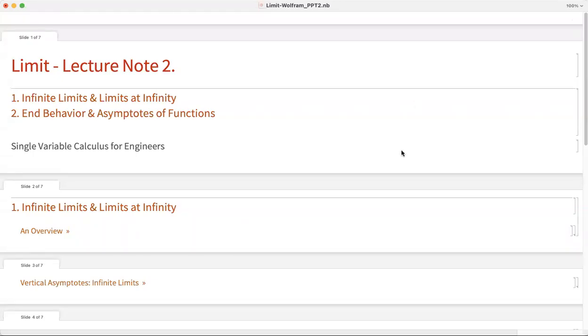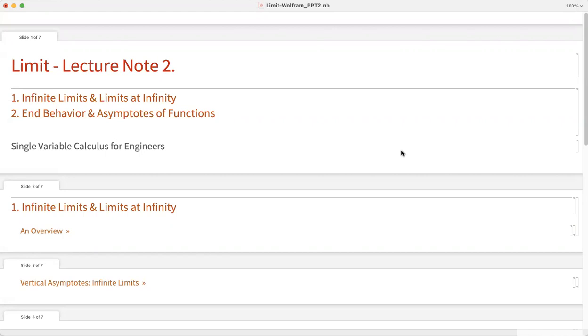Hello guys, in this video I'm going to go over the end behavior and asymptotes of functions. The reason that we have to study the limit is because of the definition of the derivative.